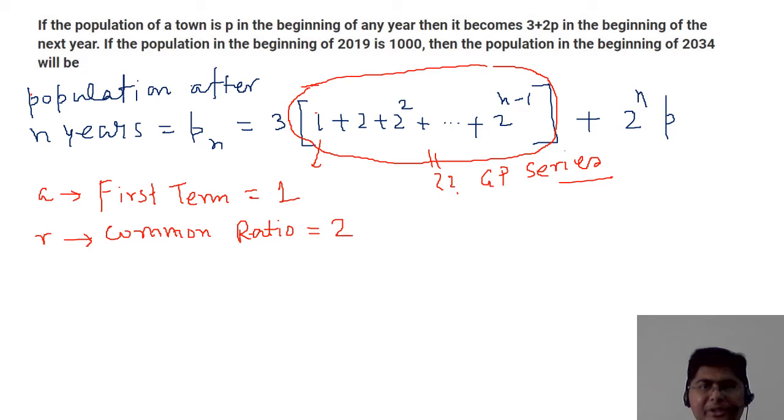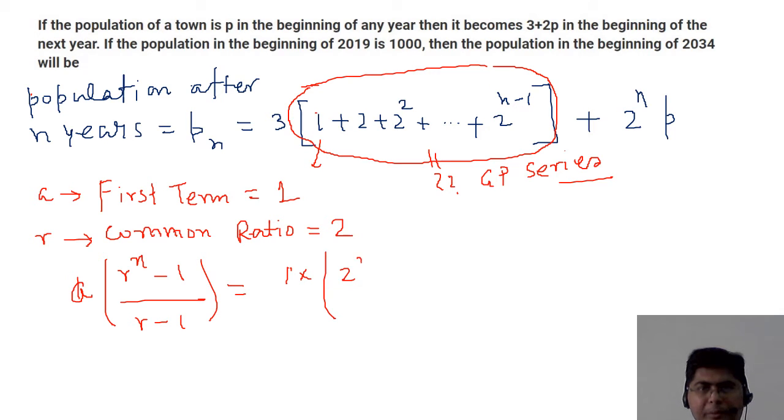So this summation will become how much? No, let me write down the formula first. A times r to the power n minus 1, divided by r minus 1. So how many terms are there? From 1 to 2 to the power n minus 1, there are n terms. So basically A means 1, so 1 multiplied by 2 to the power n minus 1, then the denominator should be 2 minus 1. So the value will be 2 to the power n minus 1.